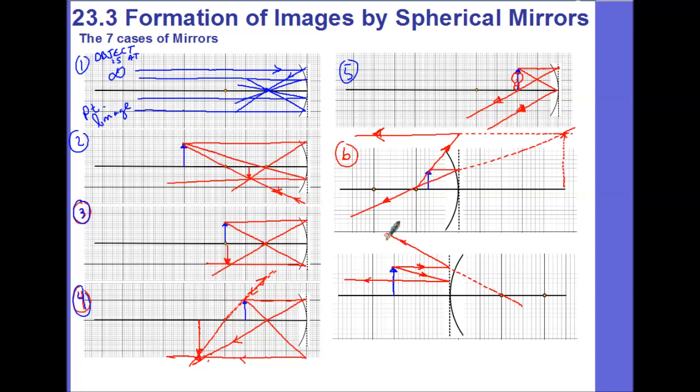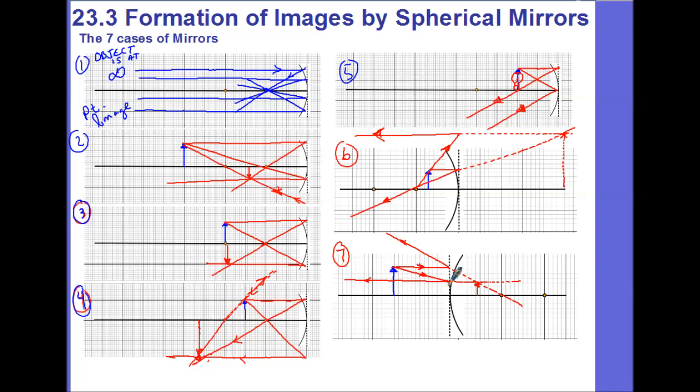These 2, again, are diverging. These 2 light rays will never meet over here, but they do appear to be coming from a point behind the mirror, and they appear to be coming from here. Now, this image is also virtual. You notice it's behind the mirror. It's also upright, but you notice it's smaller than this one here. Okay, so this would be case number 7. It's for a convex mirror.